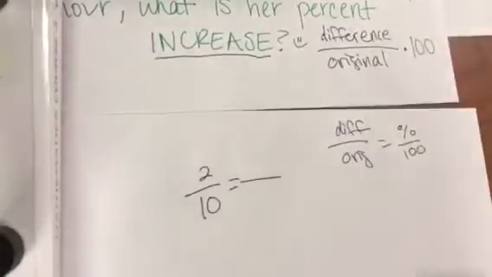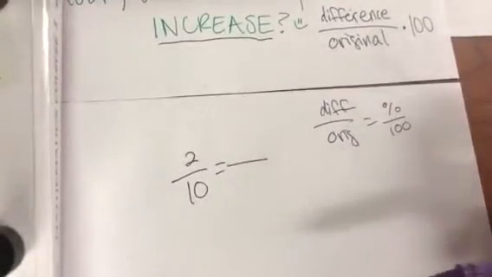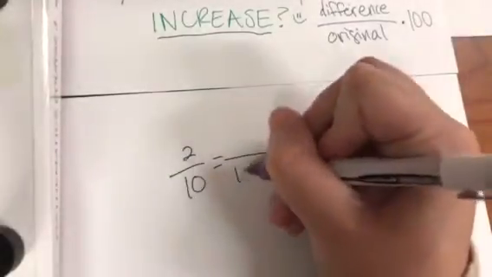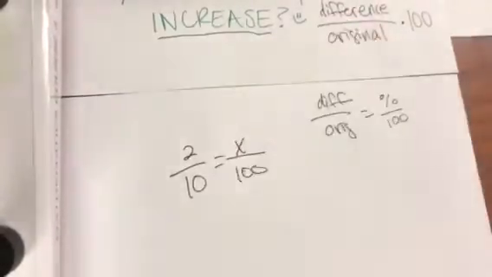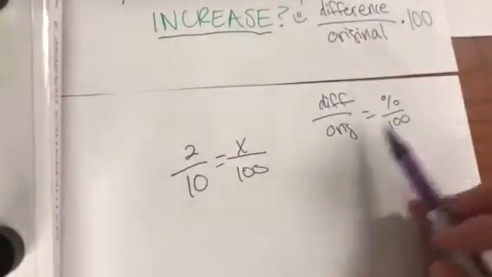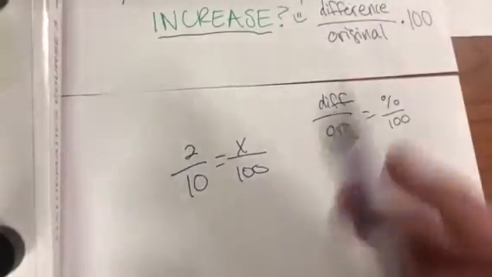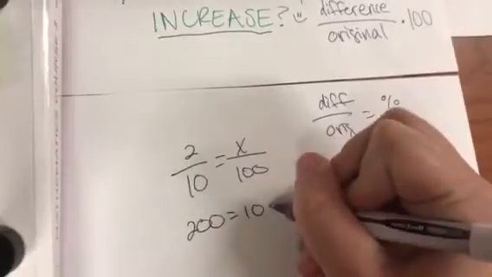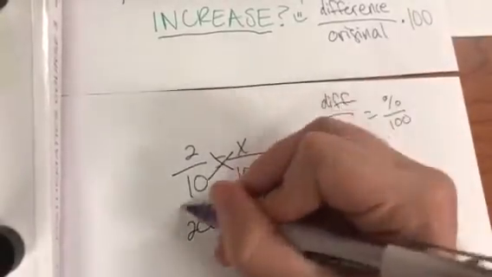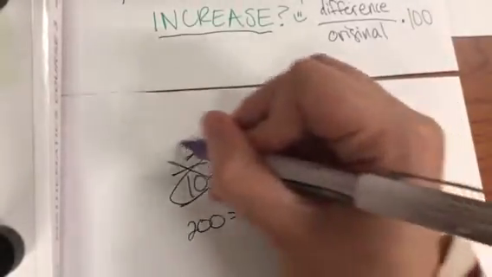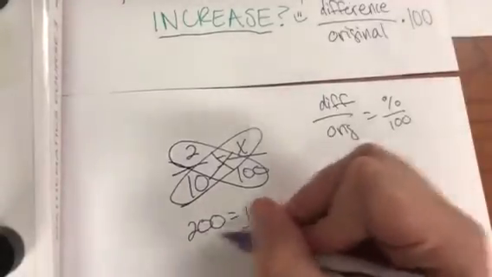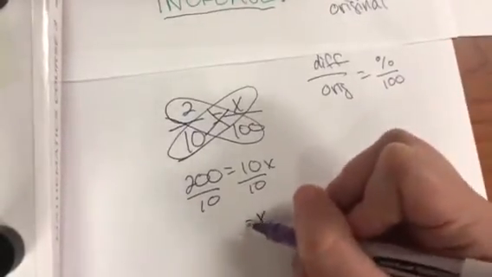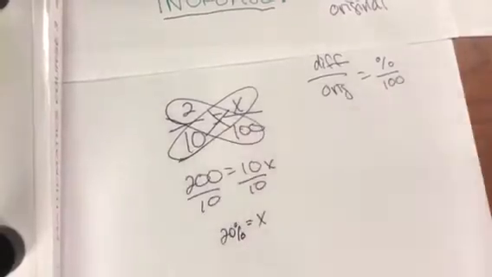So let's set it up as the proportion just to show them, because in our learning target it does say by proportion. So what is 2 times 100? 200. So 200 equals 10x, because I'm cross multiplying. I'm multiplying these two and I'm multiplying these two. And then I'm going to divide by 10. What is 200 divided by 10? 20. So x equals a 20% increase.